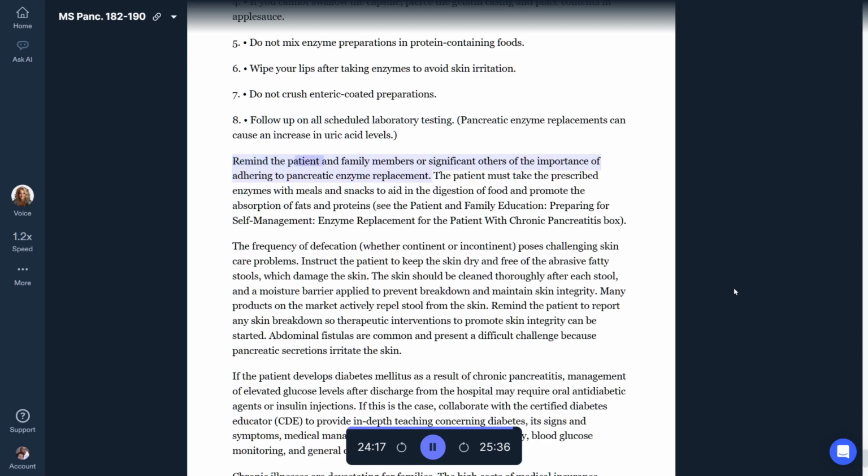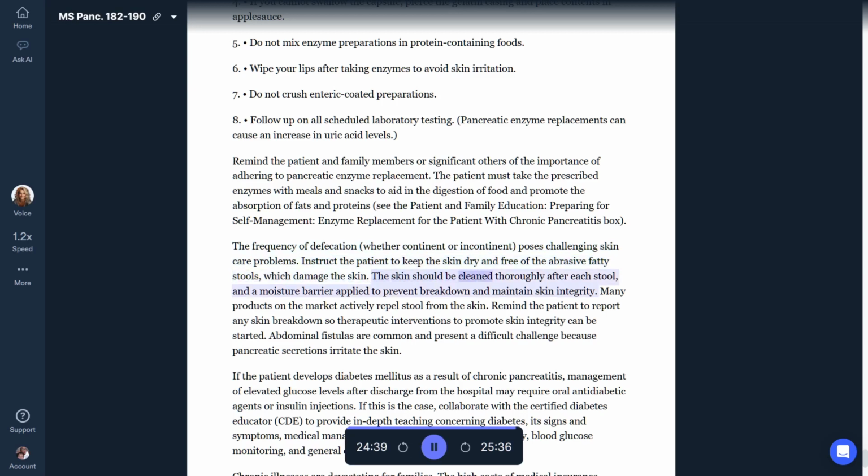Remind the patient and family members or significant others of the importance of adhering to pancreatic enzyme replacement. The patient must take the prescribed enzymes with meals and snacks to aid in the digestion of food and promote the absorption of fats and proteins. The frequency of defecation poses challenging skin care problems. Instruct the patient to keep the skin dry and free of the abrasive fatty stools, which damage the skin.